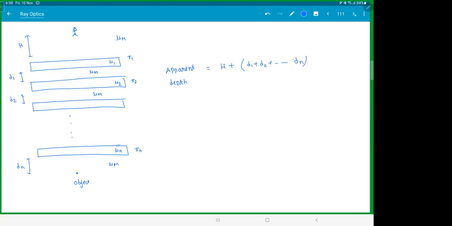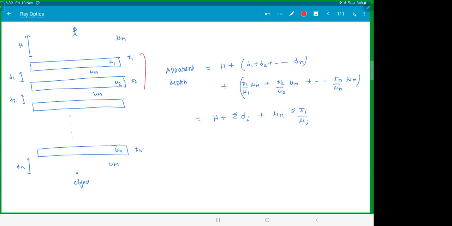You just add all the distance between them. You can just keep all the slabs together. Then the whole thing will become what? H plus d1 plus d2 so on till dn, plus t1 by mu1 mu medium plus t2 by mu2 mu medium so on till tn by mu n mu medium. So this will be h plus sigma di plus mu medium sigma ti by mu i.